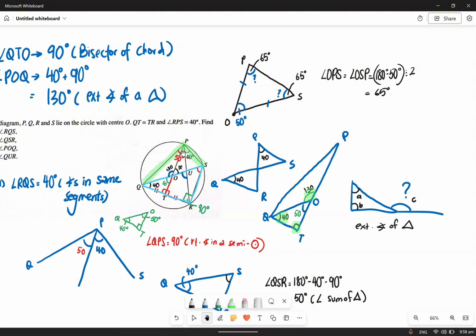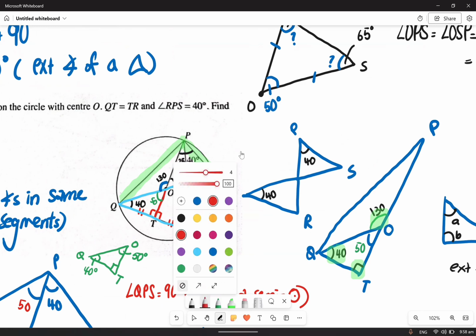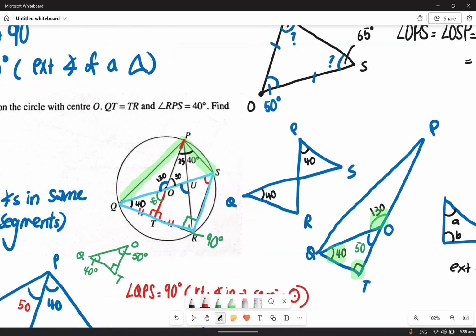So since we know that this is 65, I'm just going to erase this. You can see that this entire thing is 65, correct or not? So then this is how much? 25. Do you agree? Because I am looking at this triangle. Can you all see this triangle? Yeah, this is the triangle that I'm looking at. Make sense or don't make sense? So of course this part over here is how much? Also 65. Do you agree or disagree?